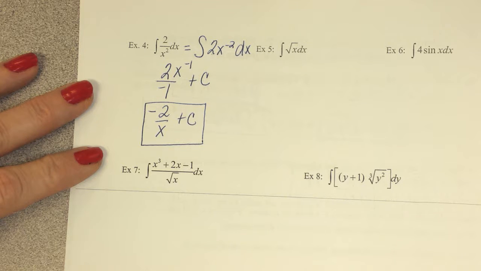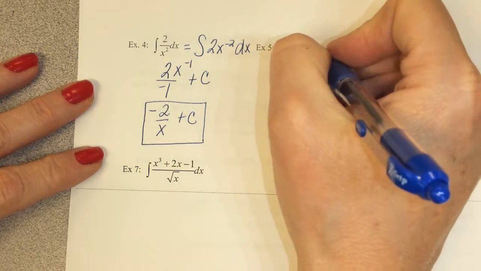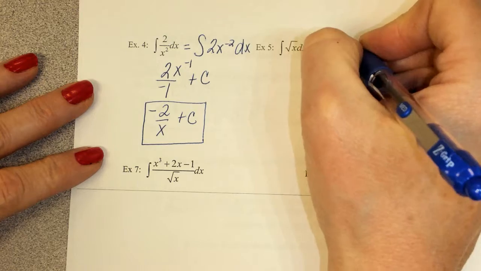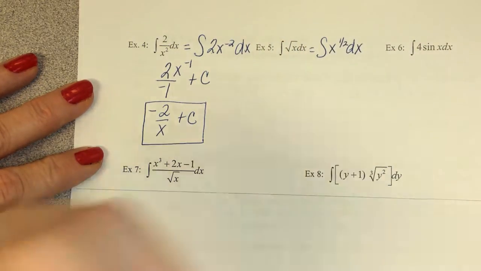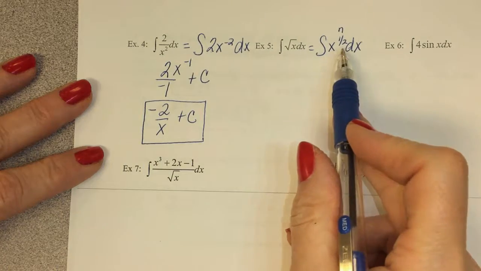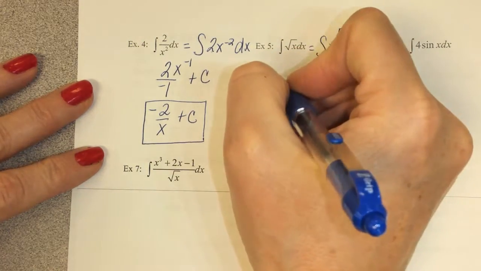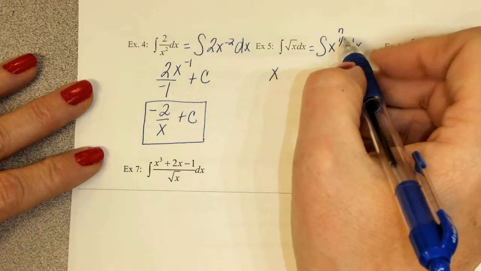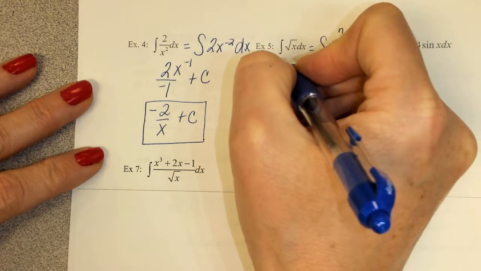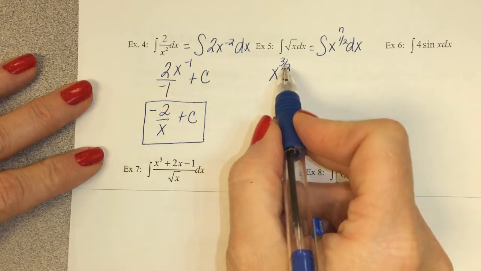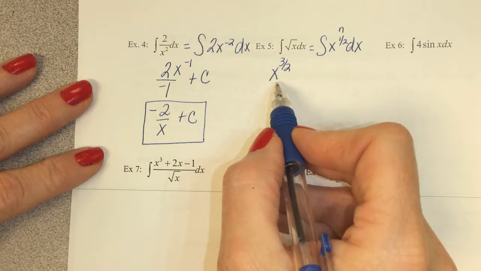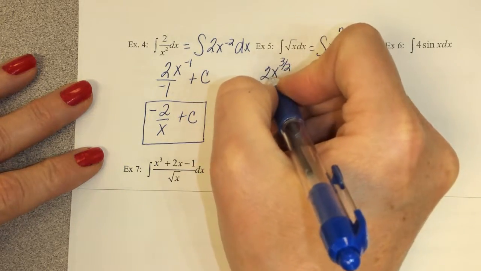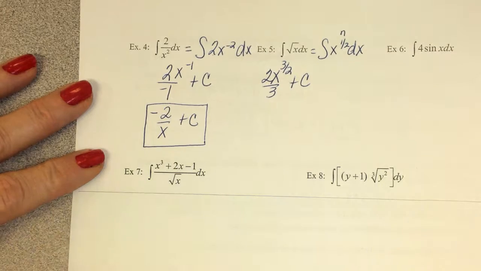How would I rewrite the other one so that it's in that x to the n form? X to the 1/2, right. So I have to think of this as x to the 1/2. Here's my n value. My exponent's always the n. So I write my x. I don't have a coefficient. I have to add 1. If I add 1, I get 1/2. What's that as a fraction? 3/2. Now I have to divide by that 3/2. But dividing by 3/2 is the same thing as multiplying by 2/3 plus c.